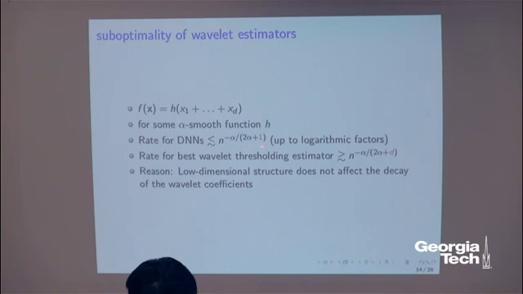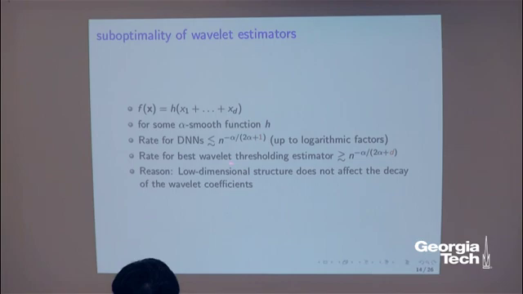Okay, so forget about the logs. So it's n to the minus alpha over 2 alpha plus 1. And here we take the square root, so if you take the squared prediction error, you get maybe n to the minus 2 alpha over 2 alpha plus 1. But if you compare it to the wavelet thresholding estimator, we can prove a lower bound for the wavelet thresholding estimator. And what does that mean somehow?